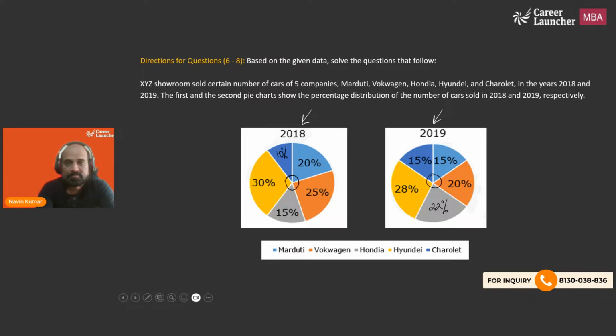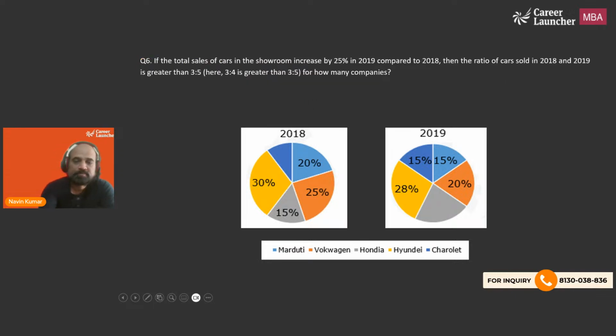Let's look at the questions now. The first question asks, if the total sales of cars in the showroom increased by 25% in 2019 compared to 2018, then the ratio of cars sold in 2018 and 2019 is greater than 3 is to 5. Obviously, 3 is to 5 is 0.6, right? 3 by 5. And 3 by 4 is 0.75, which is greater than 0.6.